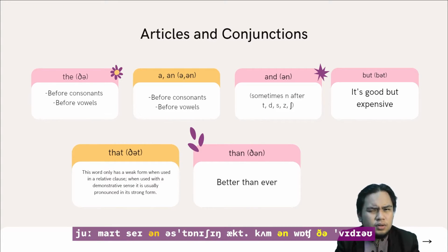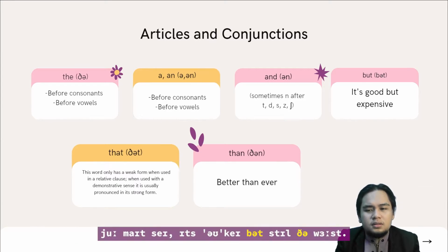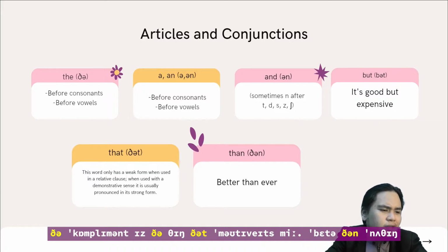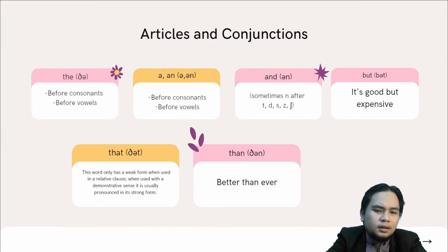You might say an astonishing act. So come and watch the video. You might say it's okay, but still the worst. The compliment is the thing that motivates me better than everything. Did you see what I just did there? I just used articles and conjunctions as the weak forms in our daily sentences.